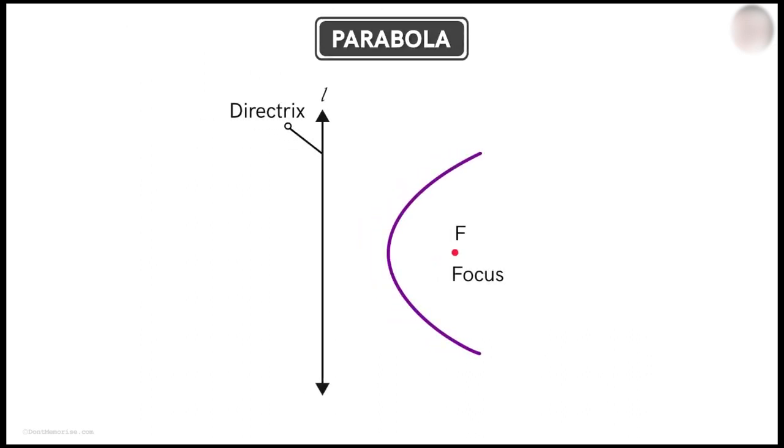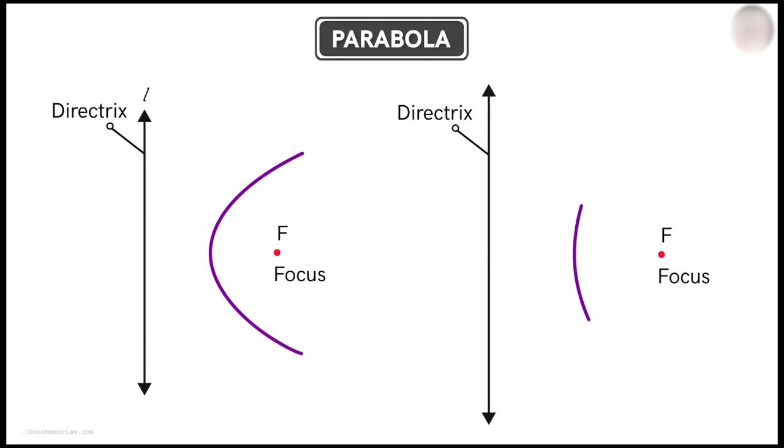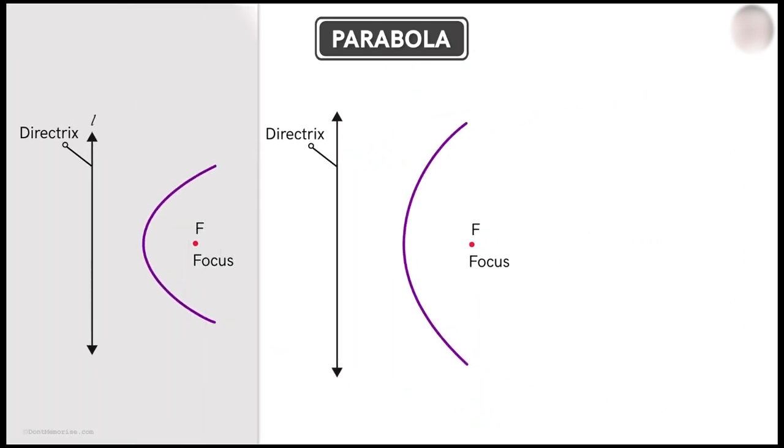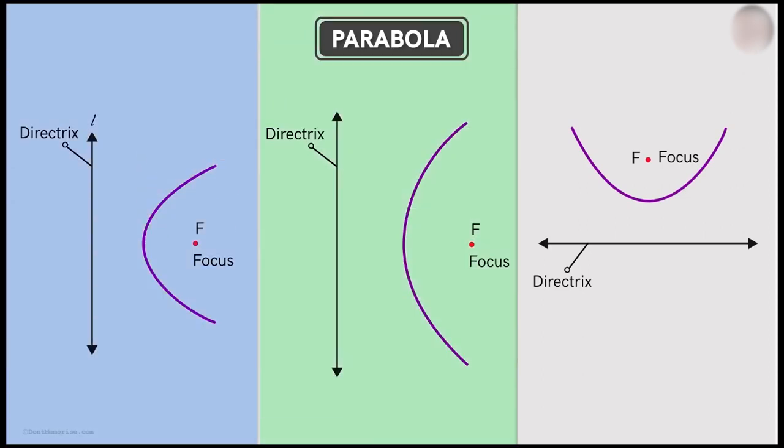Let's say, for example, we increase the distance between the focus and the directrix here. So let's take this point as the focus and this line as the directrix. Corresponding to this focus and this directrix, this will be our parabola. Now say we take this horizontal line as our directrix and this point as our focus. So what will the parabola look like here? This will be the parabola here. So we see that depending on the focus and the directrix, we get different parabolas.